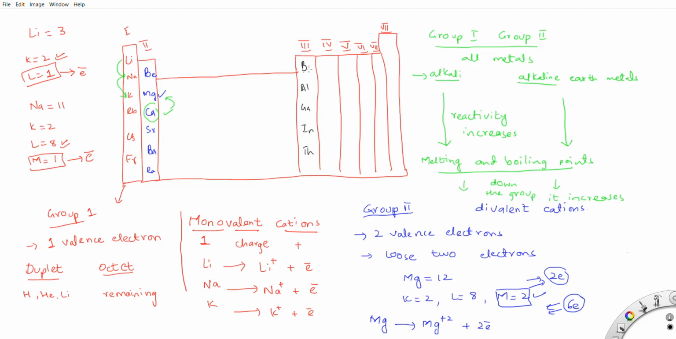You can link it to the other groups as well. These groups would have 3 electrons in their outermost shell. So in order to become stable, what would they do? They would lose their 3 electrons. So group 3 elements would become trivalent cations.